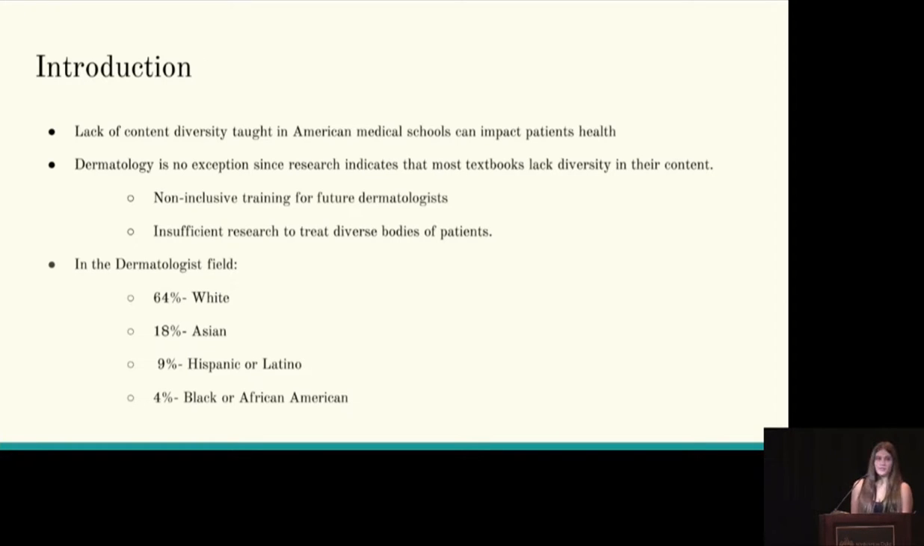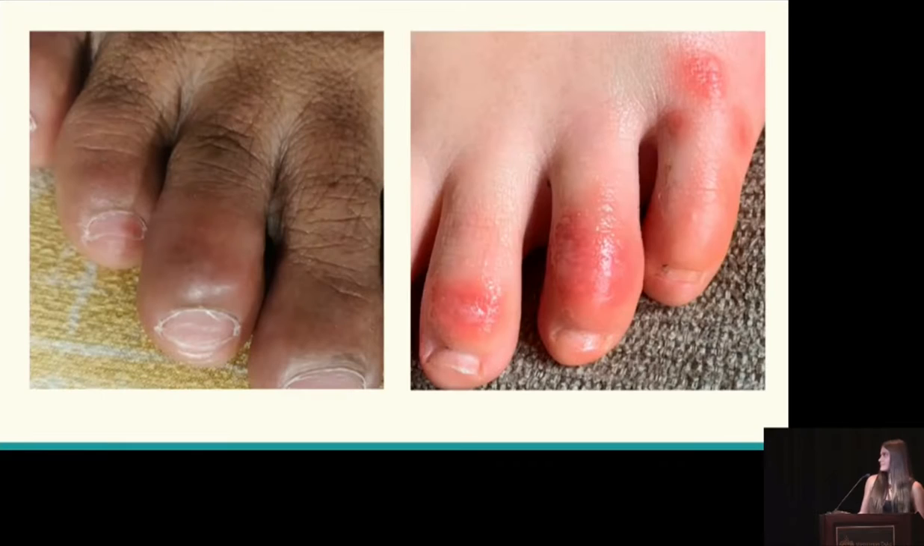In the dermatologist field, there are 64% white, 18% Asian, 9% Hispanic or Latino, and only 4% Black or African American. This is one of my examples of how the same skin condition can look different based on the skin tone. So this is COVID feet, one of the symptoms from COVID. And as you can tell, the symptoms shown are different.